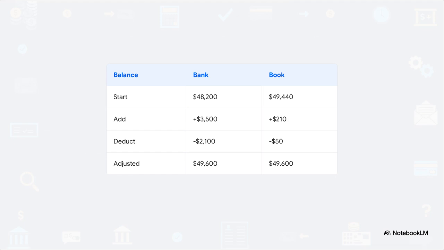Now the book side, we add the $210 of interest the bank gave us and subtract a $50 service fee. That brings our adjusted book balance to exactly $49,600. The math checks out. We've successfully reconciled.